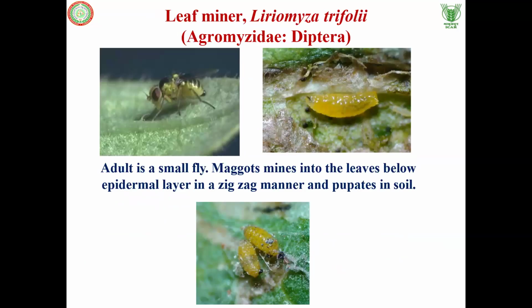It will look like a housefly, which is most commonly seen in our homes. This fly will come and lay the eggs directly on the middle region of the leaf. From that egg, the maggot will come out, and this maggot will mine into the leaf, below the epidermal layer.